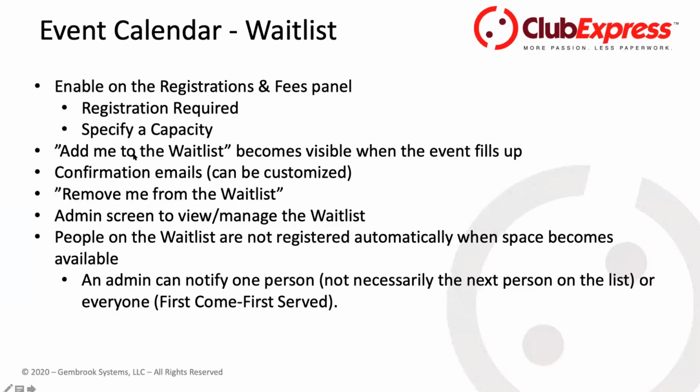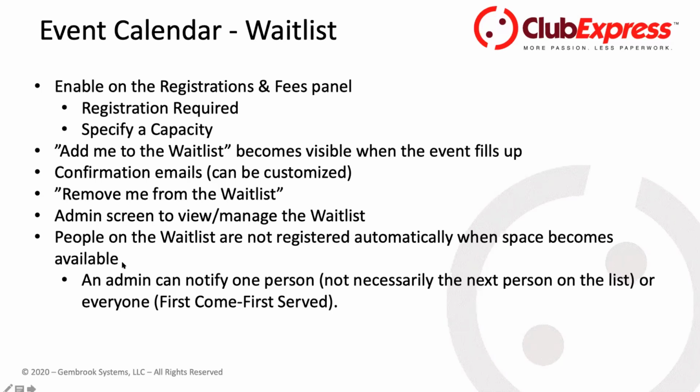When somebody adds themselves to the waitlist, there are multiple confirmation emails that will get sent out. First of all, the person who added themselves gets a confirmation email. And secondly, the event coordinator or coordinators get a confirmation email as well.